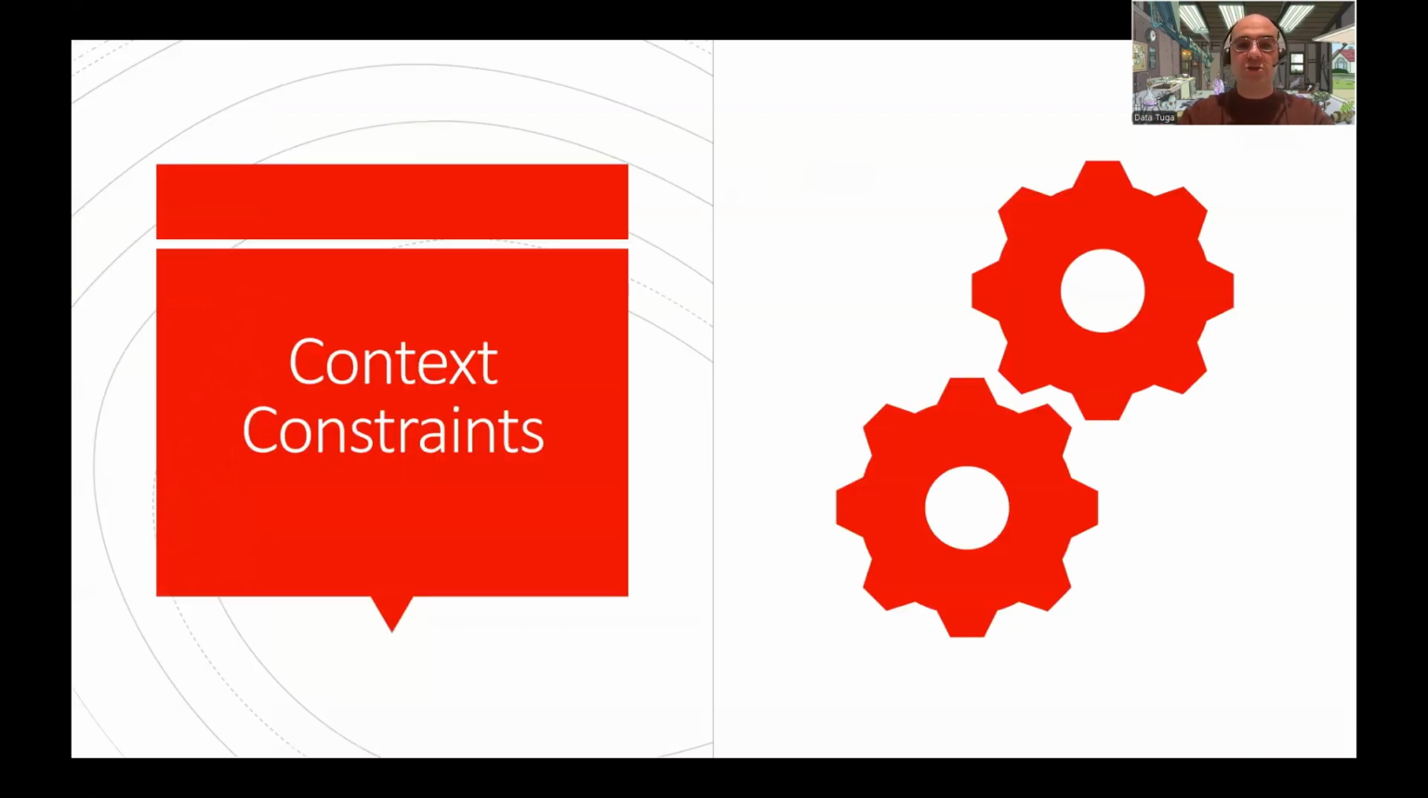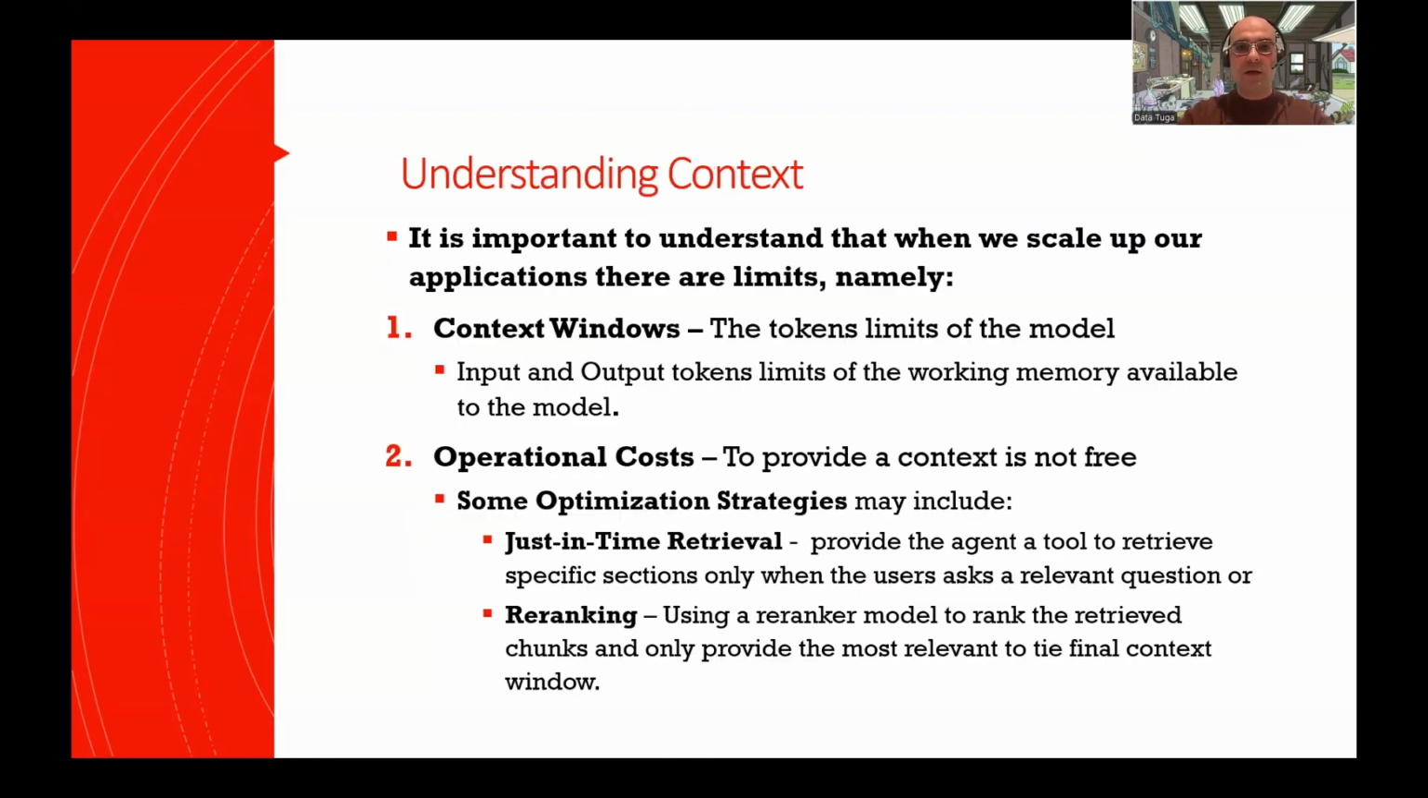What are the constraints of the context? It's important to understand that when we scale up our application, there are limits, normally context window limits, that is the tokens available for the model. So input and output token limits define the working memory available to the model. And of course, operational costs. So providing the context is not free. And we should apply some optimization strategies, such as just-in-time retrieval or re-ranking.